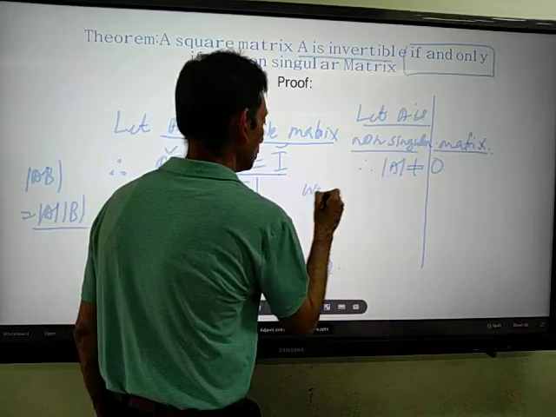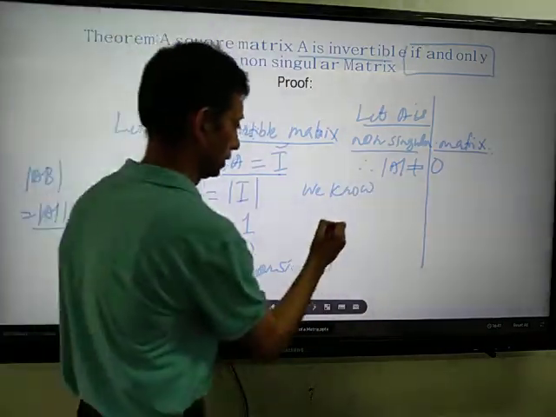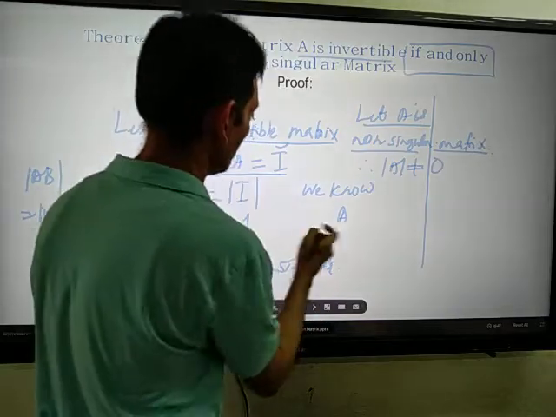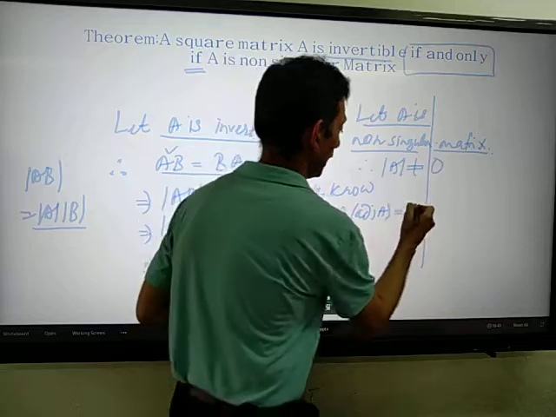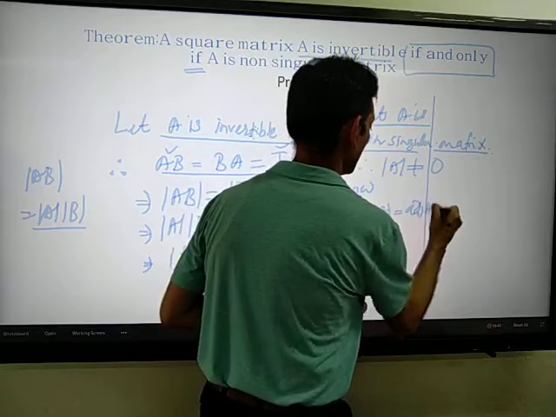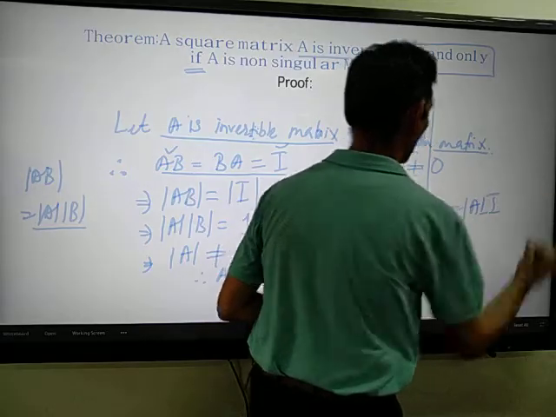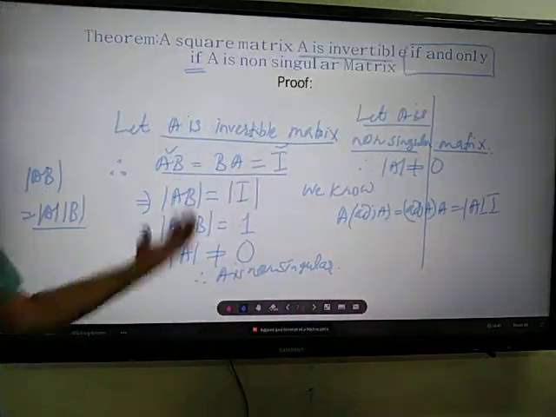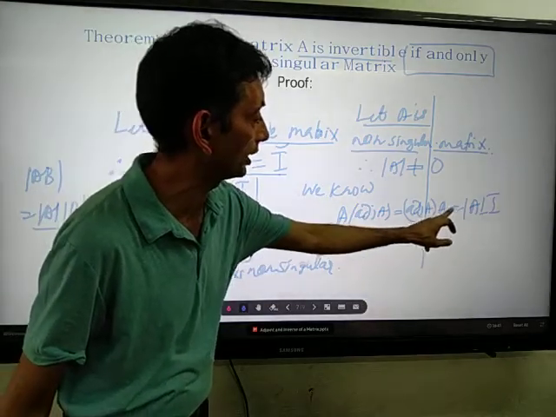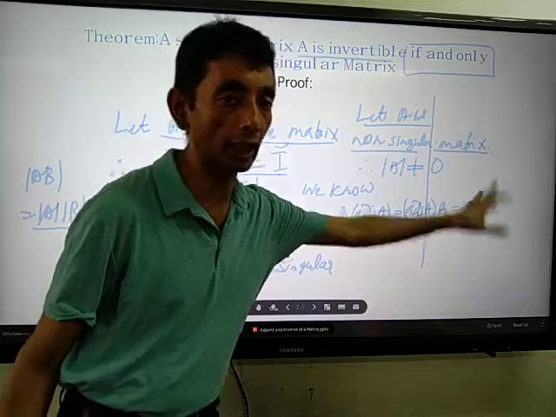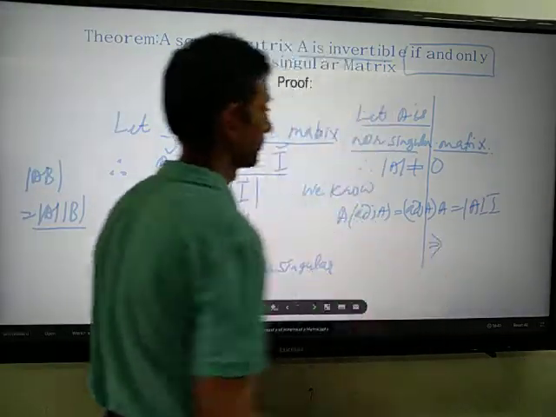We know, we'll be using our important previous theorem: A times adjoint of A equals adjoint of A times A equals determinant A times I. Just now you have done this theorem. So what is the next step?